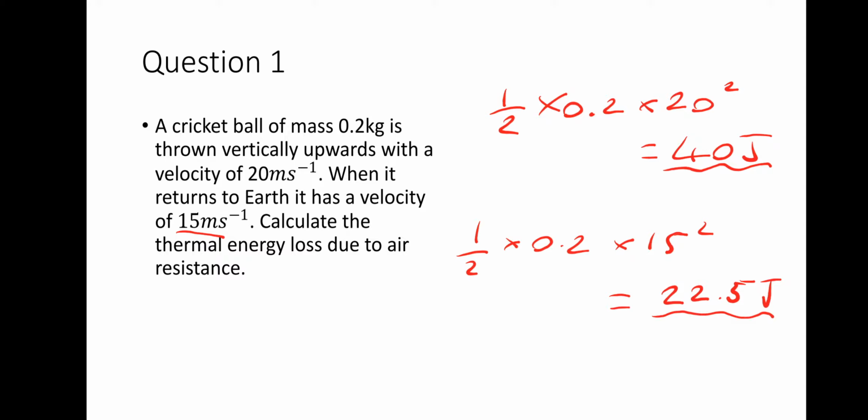So the difference between them will be the loss due to air resistance. So it's just 40 subtract the 22.5, which means 17.5 joules of energy has been lost due to air resistance. Okay, let's have a look what's next.